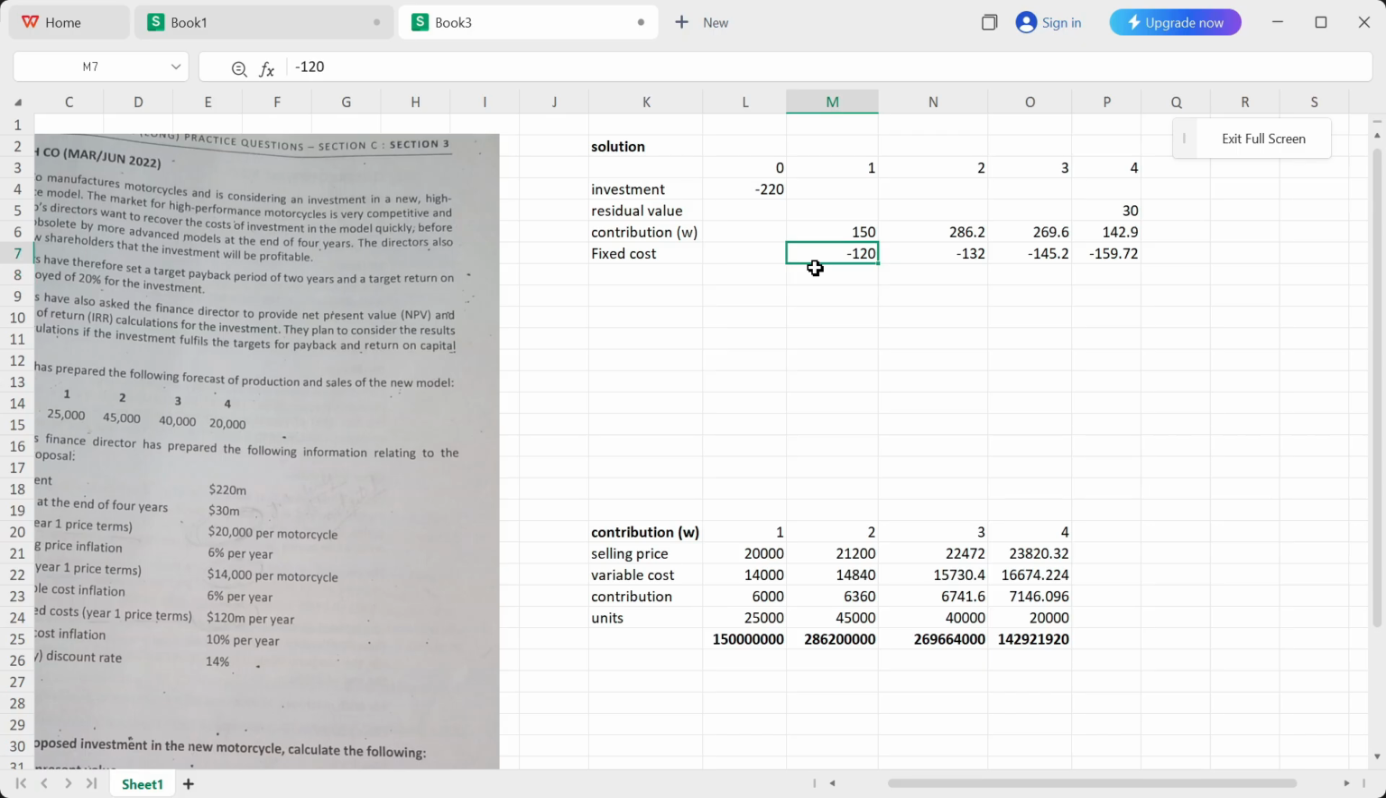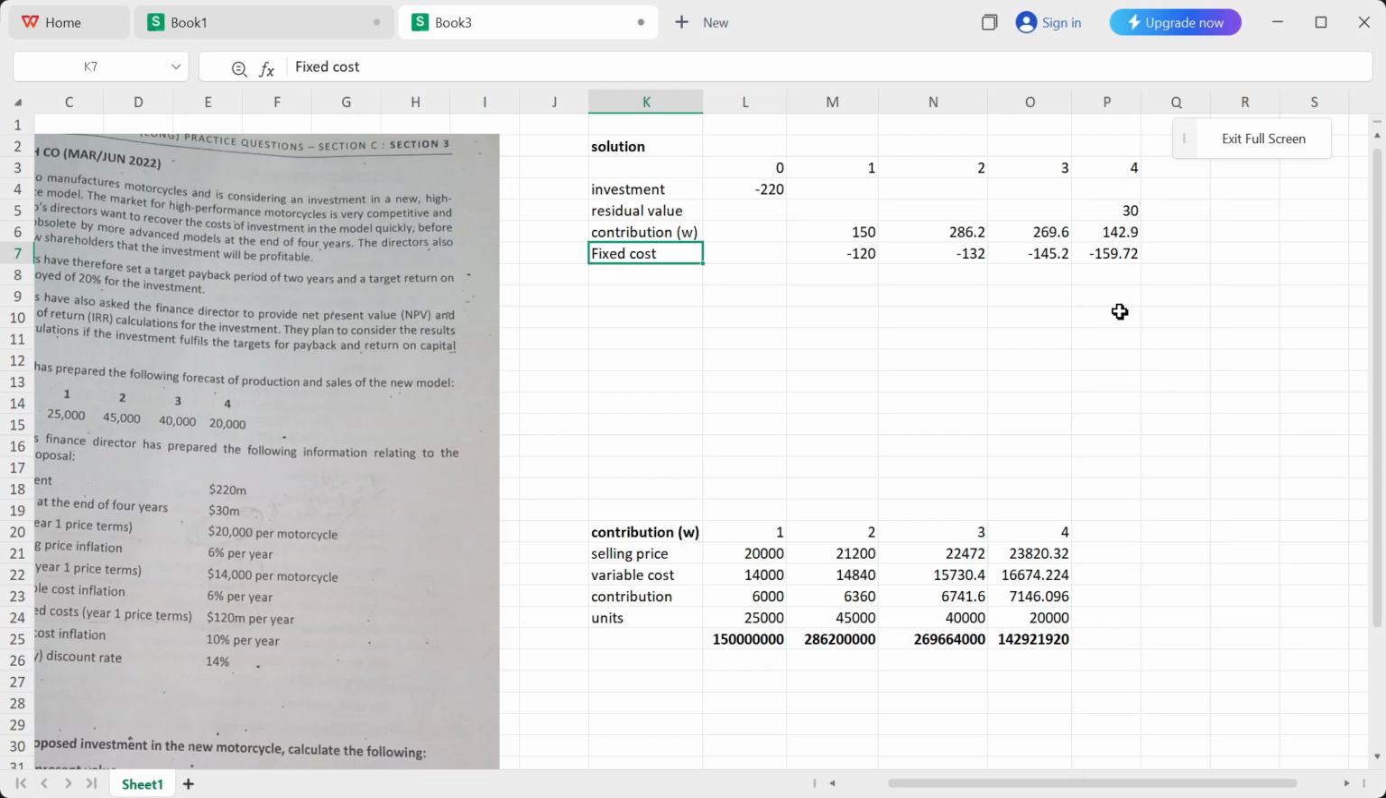And just like you see, I adjusted the negative sign in cell number 1 and all the other cells adjusted for themselves, because we have connected all these cells with the first one, then the third one is connected with the second one, then the fourth one is connected with the third one. So it adjusts automatically because each cell is connected with the previous one. All right. So now you can see that our fixed costs are also negative.